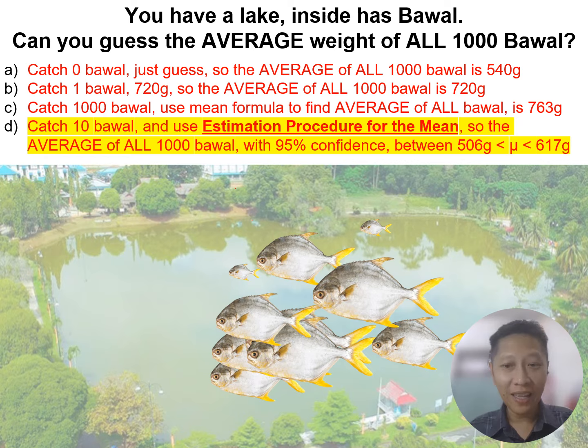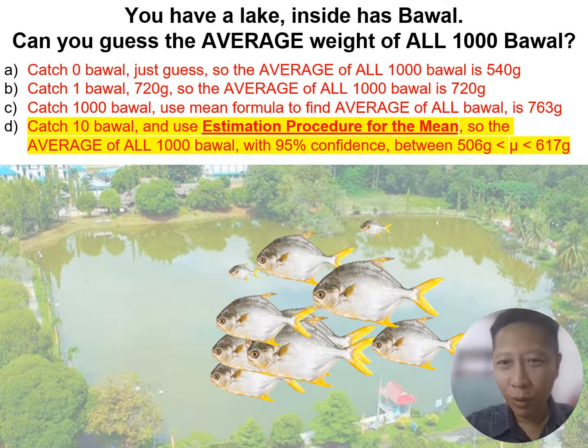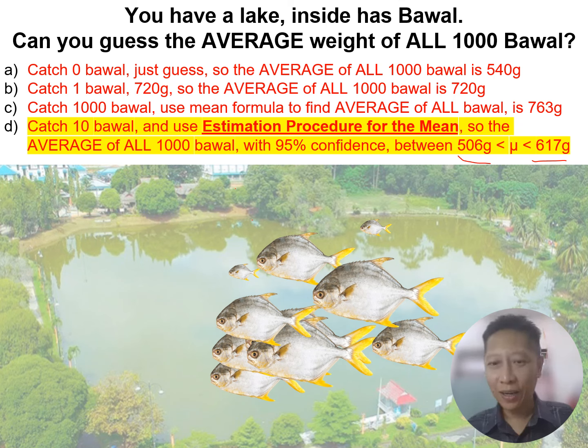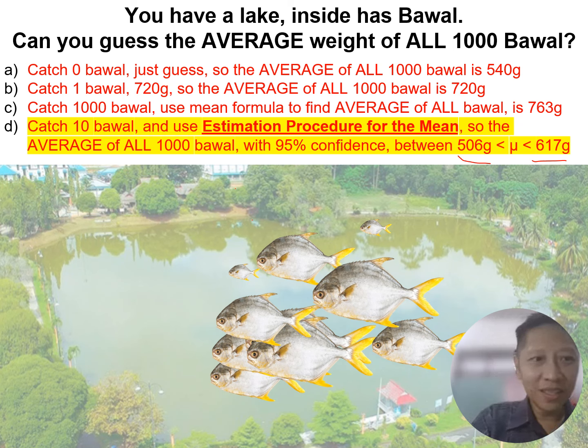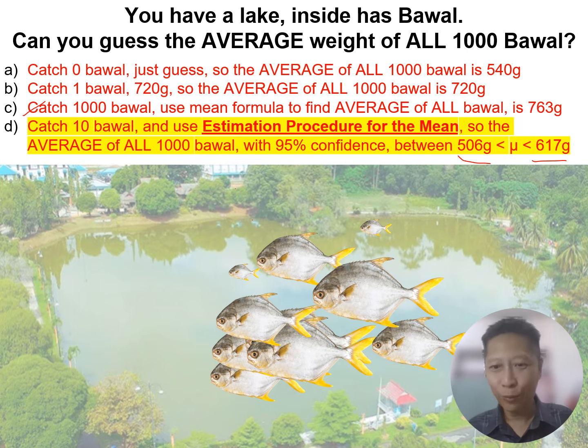Yes, we just catch 10 bawal fish and then use this estimation procedure for the mean to find the possible range of our population weight of bawal fish. We can have a very high confidence level, saying that with 95% confidence, the bawal fish average weight might be somewhere between 506 grams to 770 grams. Catching 10 bawal fish may cost just 1 hour compared to the third way, 5 days. Which one do we prefer?